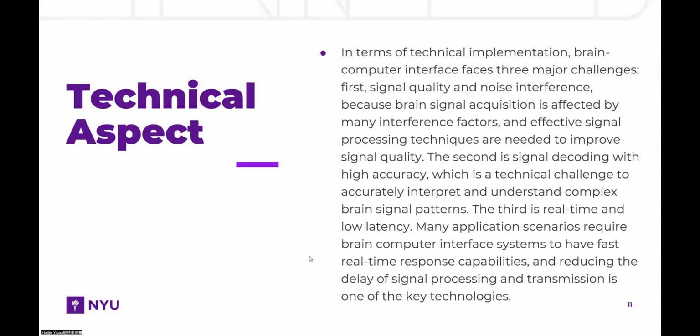The second is signal decoding with high accuracy, which is a technical challenge to accurately interpret and understand complex brain signal patterns. The final one is real-time and low latency. Many application scenarios require brain-computer interface systems to have faster real-time response capabilities, and reducing the delay of signal processing and transmission is one of the key technologies.